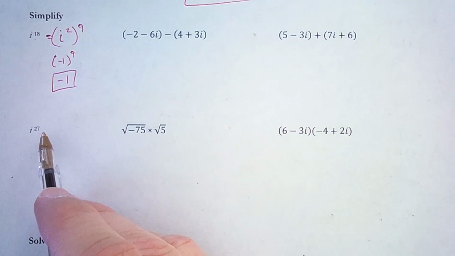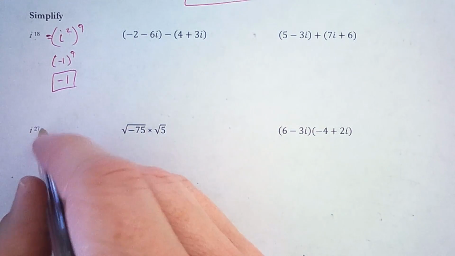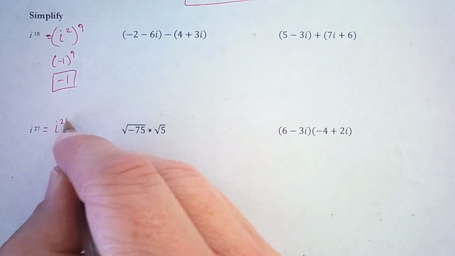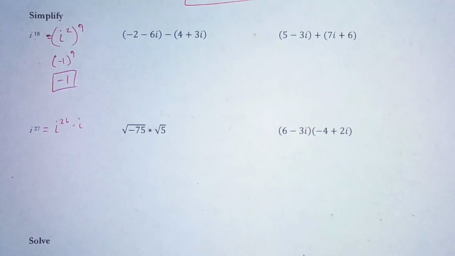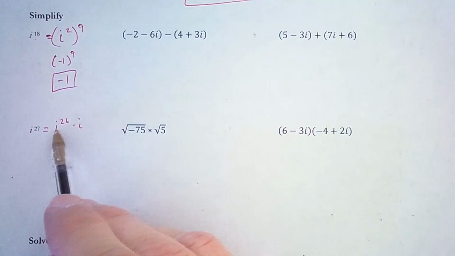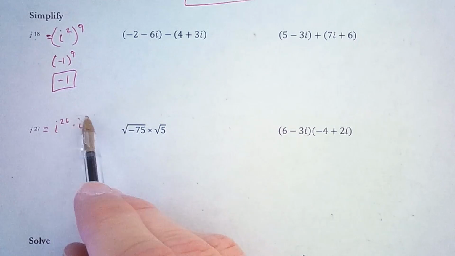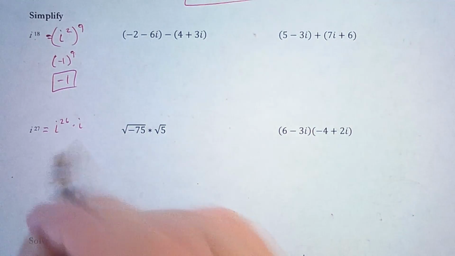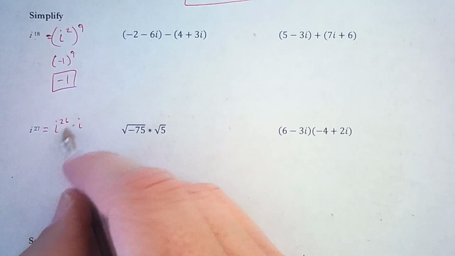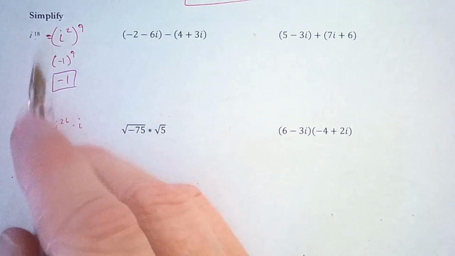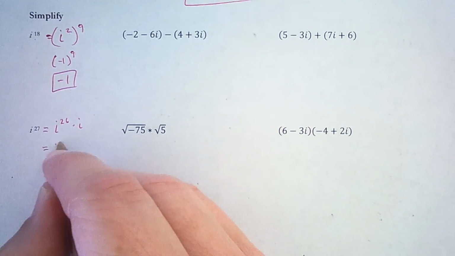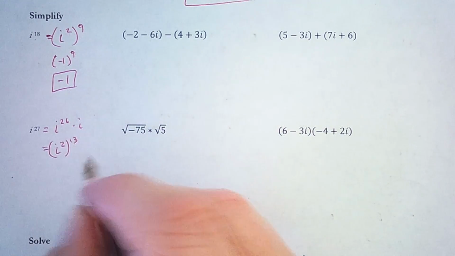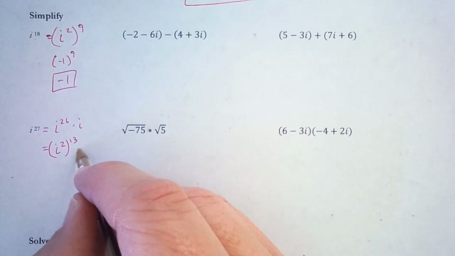And I'm going to go straight down to this one here, i to the 27th. I like when it's even, so I'm going to make it i to the 26th times i. And when we multiply, what we do is add these exponents. So 26 plus 1 is 27. So I haven't changed the value. Now I'm going to make this one a second power like I did up here. So that's i squared to the 13th, because 2 times 13 is 26. Then we still have times i.